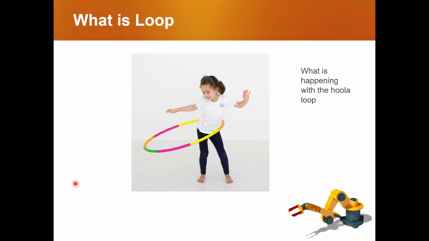When you see this girl and the ring around her, that ring is basically called a hula loop. So what she's doing is she's going to rotate it around her waist round and round. She's doing this process again and again. So the reason I'm trying to give this example is to understand that loop basically means something that is getting repeated again and again, something which you do again and again.